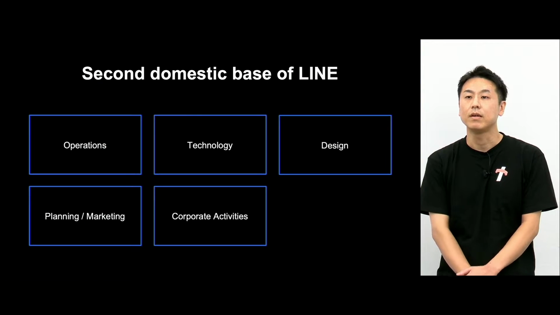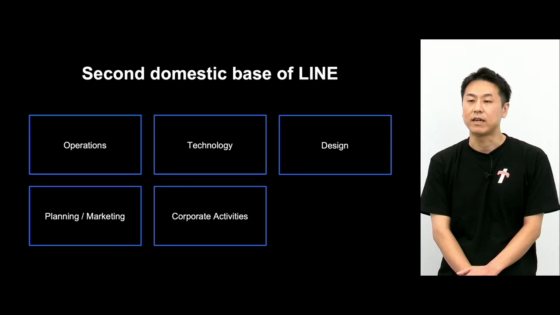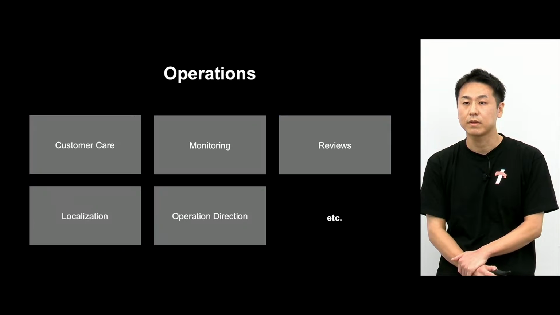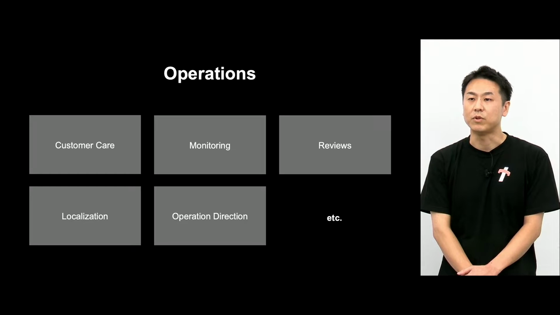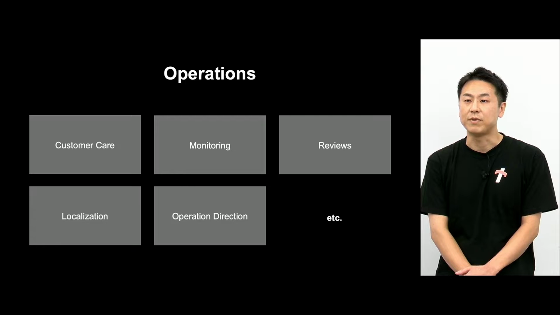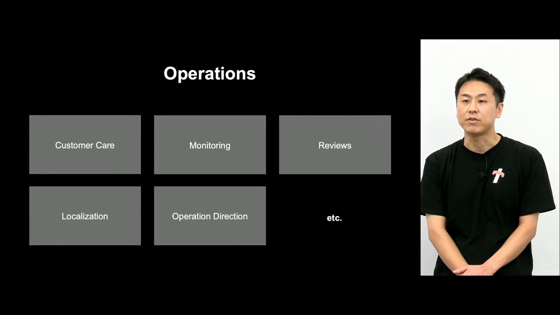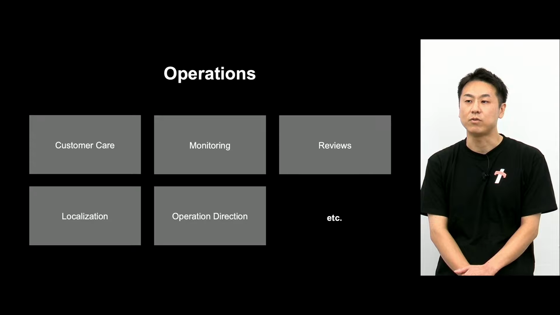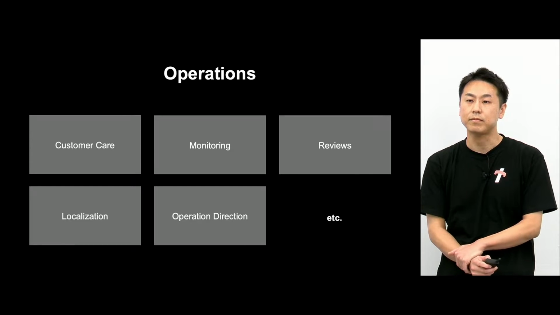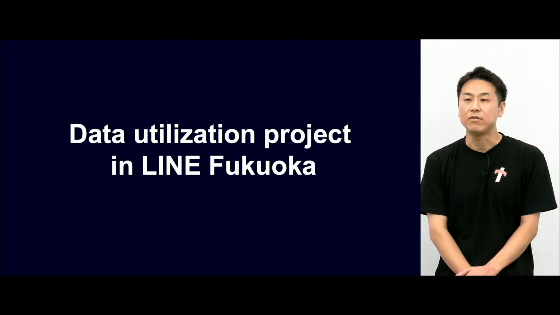First is about Line Fukuoka. Line Fukuoka is the second outlet hub in Japan, operating multiple businesses, including design, operation, development, and others. It's a different entity from Line Corporation. Among the teams at Line Fukuoka, the largest is operation, covering customer care, monitoring, reviews, localization, and operation direction. What you usually use as a part of the Line service is provided by Line Fukuoka for its operation.